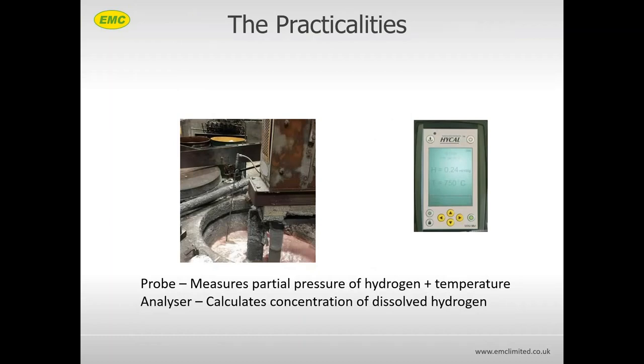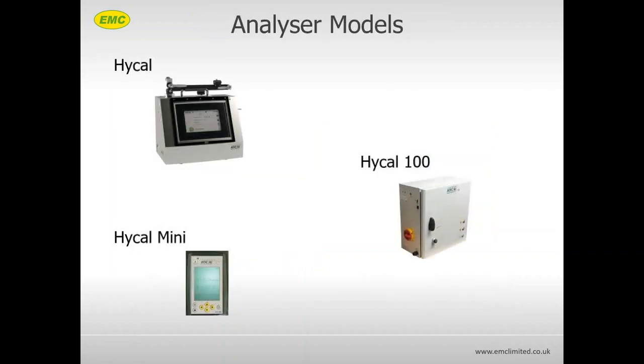And some of the practicalities of HyCal: there are essentially two components, the probe that measures the partial pressure of hydrogen and temperature, and the analyzer, which calculates the concentration of dissolved hydrogen. There are three basic models of analyzer: HiCal itself, HiCal Mini, and HiCal 100. So I'll describe them in a little more detail in a minute. The probe is the same for each analyzer. The probe is common.